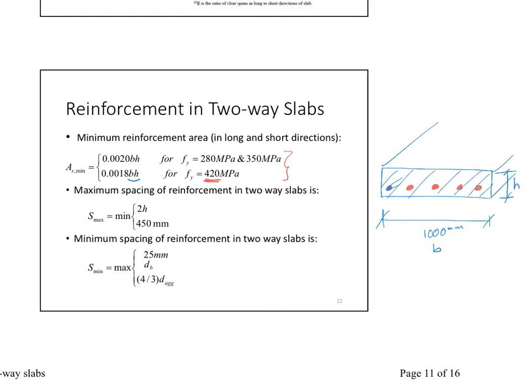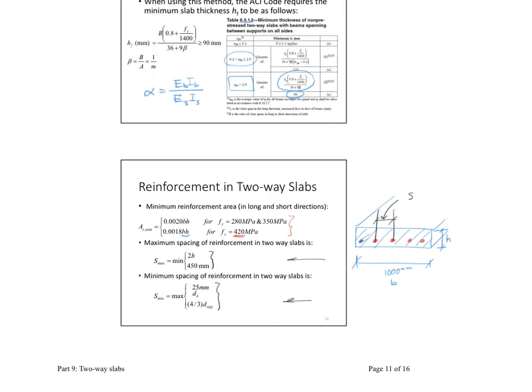Now, going to the spacing limitations, what is the spacing center to center? The maximum is 2H or 450, and the minimum is the regular minimum distance for beams and columns, which is 25 millimeters, the diameter of the bar, or 4/3 the diameter of the aggregate. So these are the two limitations that apply to finding this S distance between adjacent reinforcements.